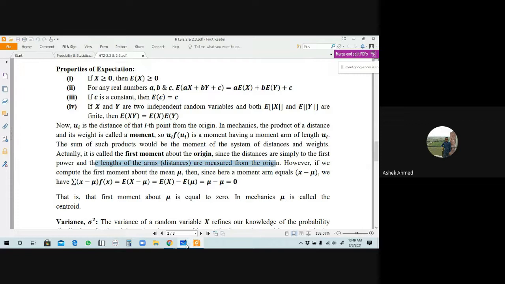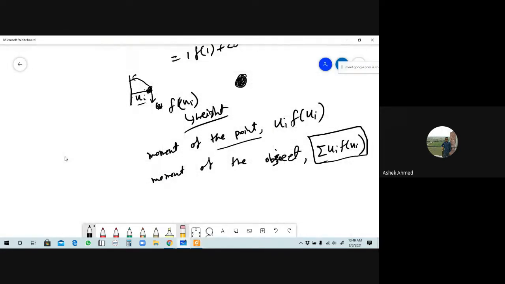This moment represents the power of the distance here. Tell me, in the product of u_i into f of u_i, the power of u_i is 1. Is it right? So the power of u_i is 1, so this will be called the first moment. If the power was 2, then this will be called the second moment. Similarly, third and so on moments.